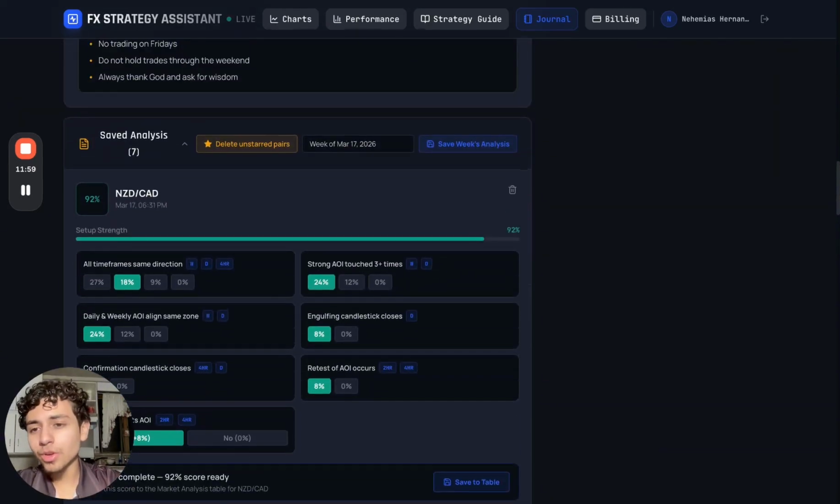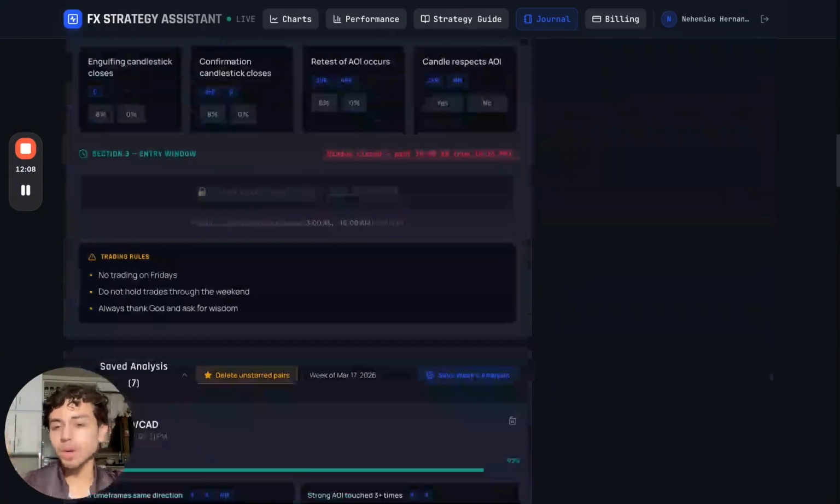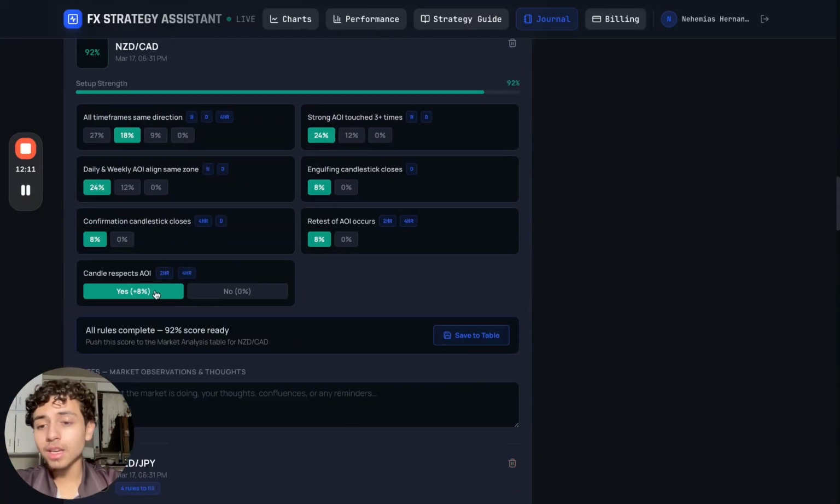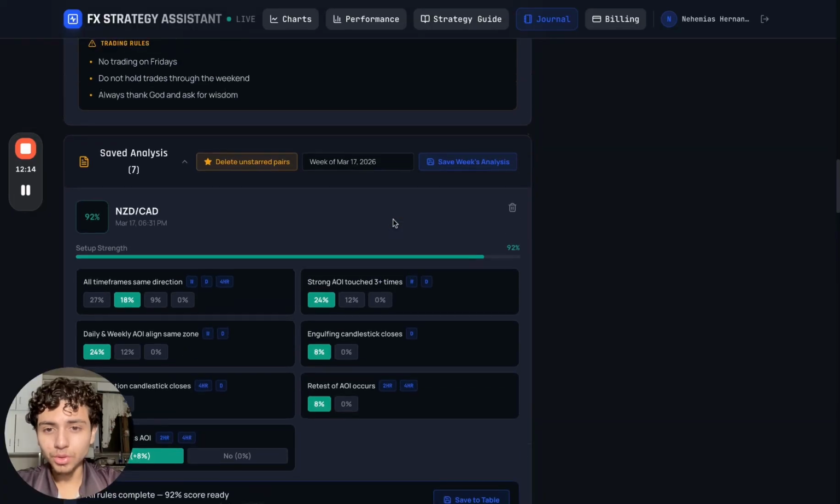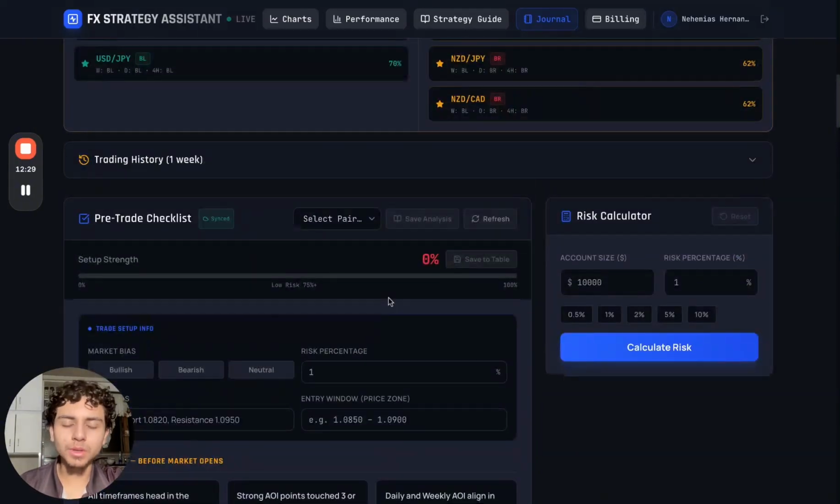And once you save to the table, this is NZD/CAD over here. This won't be a 72%, it will be a 92%. But since the market hasn't done all of these yet, I haven't really filled this in yet. So I won't really save this to the table. And then, well, that's it, right?